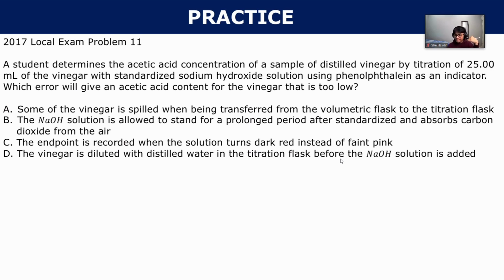Okay, so if you get that the acetic acid content for the vinegar is too low, then that means your reaction has finished before you expect. And so which one of these is going to show that the reaction has occurred too fast? Let's go through it. So A, some of the vinegar is spilled when being transferred from the volumetric flask to the titration flask. This does make sense, because if there is less vinegar, then that means the reaction doesn't have to do as much. The reaction will finish faster because there are going to be less reactants. And so A does make sense.